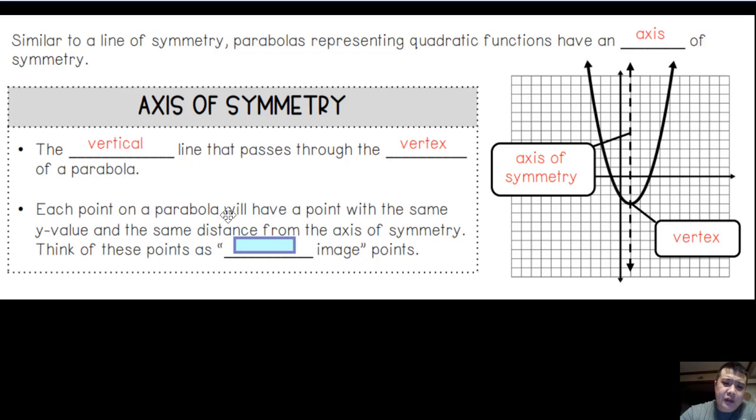Each point on the parabola will have a point with the same y value and the same distance from the axis of symmetry. Think of these points as mirror images. So this point over here has a corresponding point over here. This point over here has a corresponding point over here. Same thing with this point, this point. Every single point on one side will have a corresponding point on the other side.